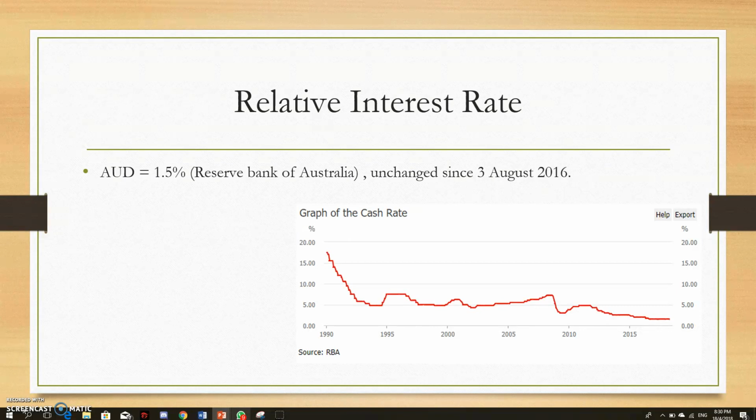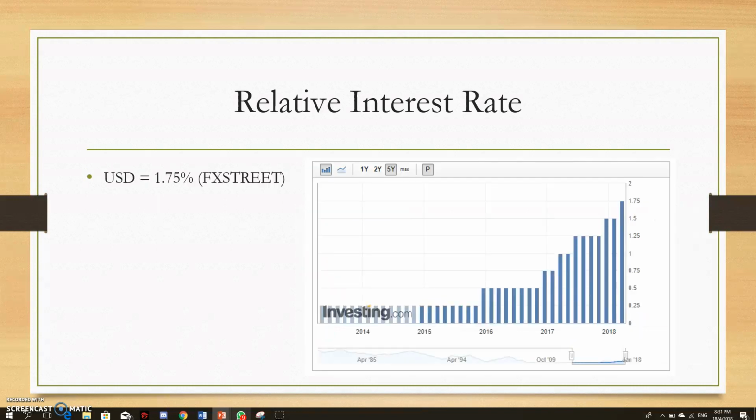Next is the relative interest rate. According to the RBA, the interest rate of Australia is 1.5%, which has remained unchanged since 3rd of August in 2016. The low level of interest rate is continuing to support the Australian economy. Taking account of the available information, the board judged that holding the stance of monetary policy unchanged at this meeting would be consistent with sustainable growth in the economy and achieving the inflation target over time.